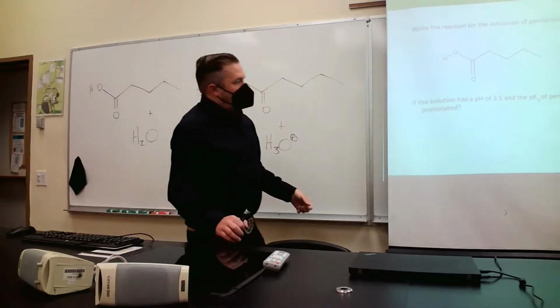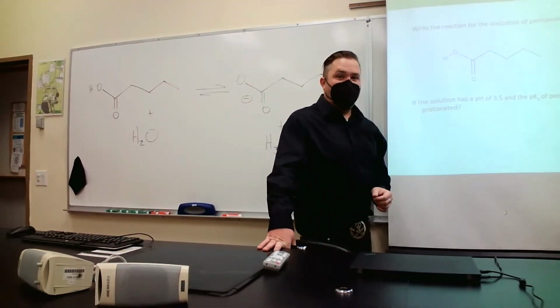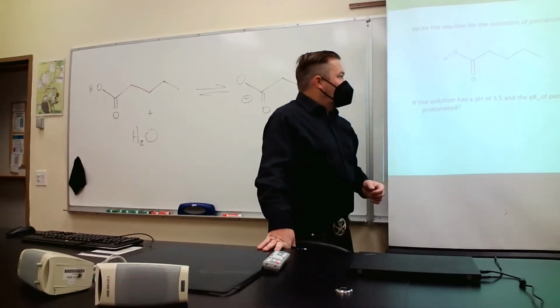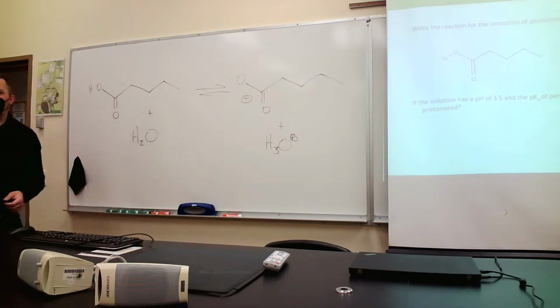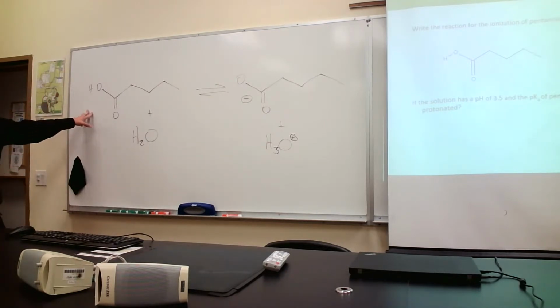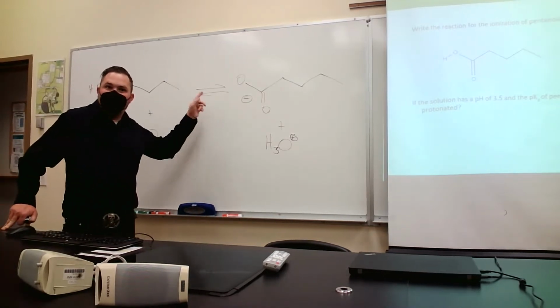So if our solution has a pH of 3.5 and the pKa of this acid is 4.8, is more of the acid ionized or protonated? Protonated. Because at a pH of 4.8, we have an equal amount of these.